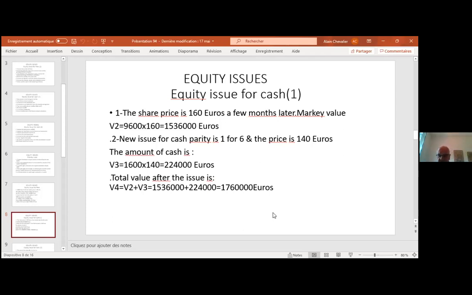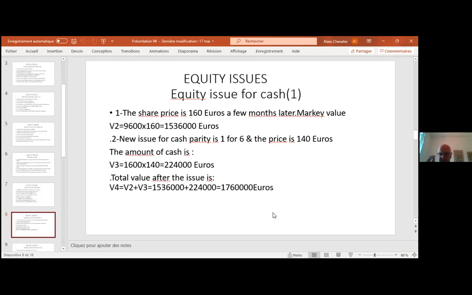So if it works, we have an amount of new cash, which is what you find here as V3, and V3 is equal to the new number of shares created, 1,600, multiplied by 140, the price of a share, for the shares which are sold on the market. The amount of cash is equal to 1,600 multiplied by 140. And this is quite interesting because it brings 224,000 euros to the company.